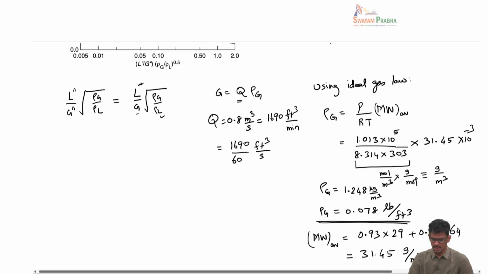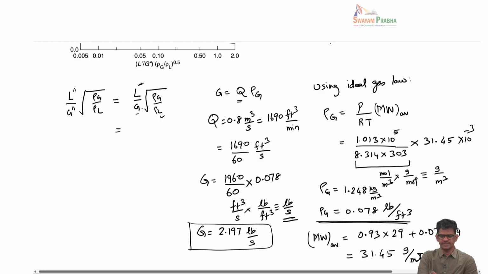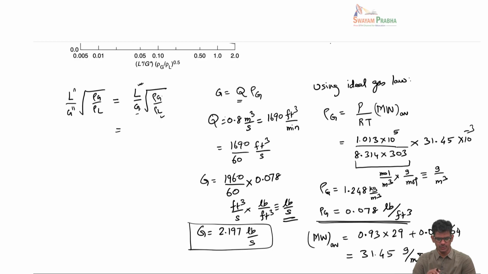Then G would be 1690 over 60 multiplied by 0.078, and the units of this would be feet cube per second times pound per feet cube, so you basically get pound per second. That's the mass flow rate in English units, and you will get 2.197 pound per second. Which means to calculate this factor L by G square root of rho G by rho L, I now know all the parameters. Rho G is known, G is also known, L is also known.